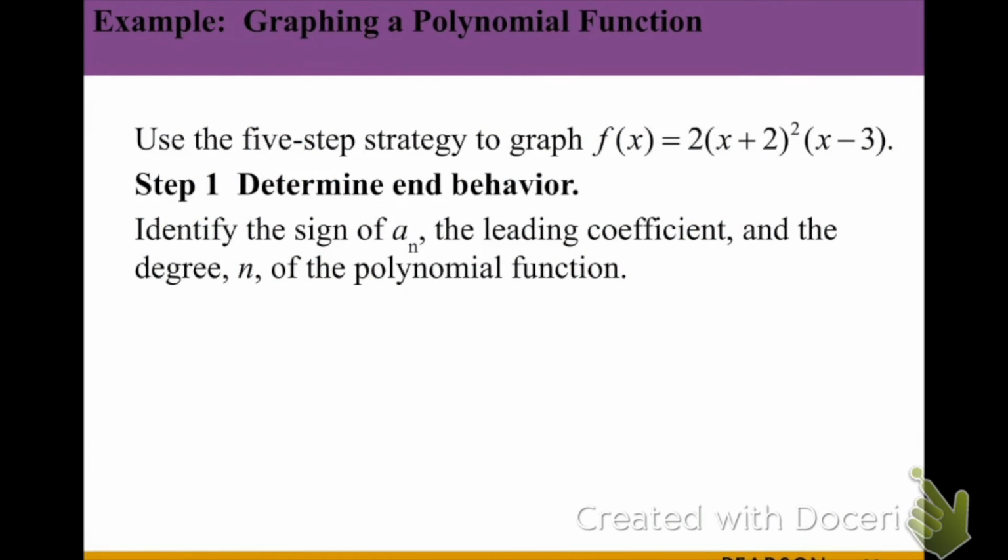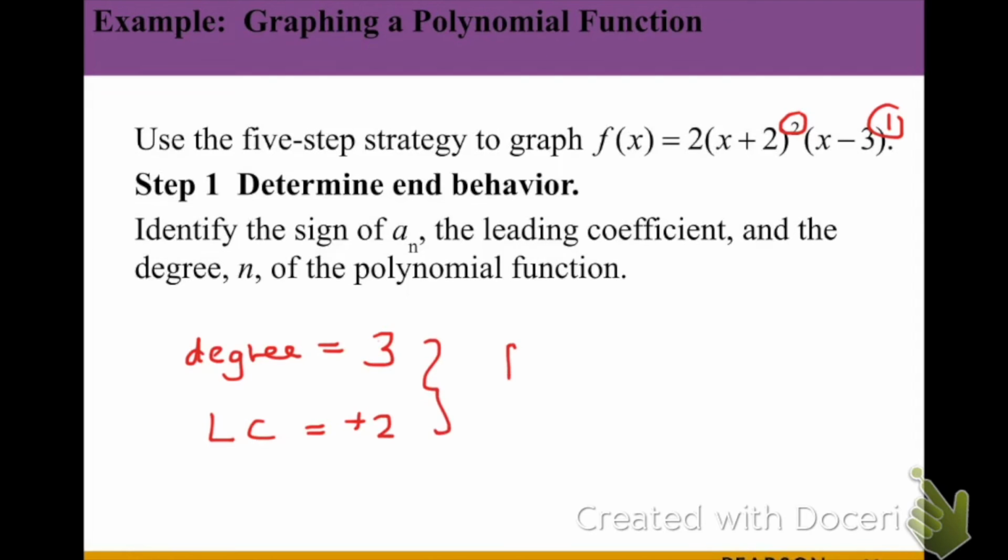Let's practice this 5-step strategy to graph the polynomial 2 times (x plus 2) squared times (x minus 3). First thing we want to do is determine the end behavior. That means we need to identify the leading coefficient and the degree. Well, the degree here is going to be 3, since we have two (x plus 2)'s and one (x minus 3). So we're going to have a degree 3 polynomial. We also note here that the leading coefficient is that positive 2, which is out in front.